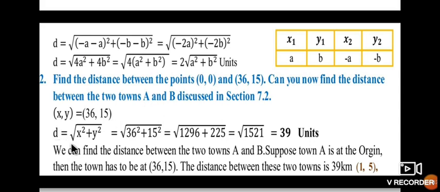The formula for distance between the point from the origin is square root of x square plus y square. X is 36 whole square plus y is 15 whole square. 36 whole square is equal to 1296. 15 square is 225. Alright, 1296 plus 225 can be written as 1521. The square root of 1521 means it is a perfect square, that is 39 units.